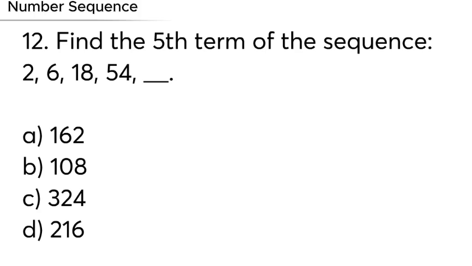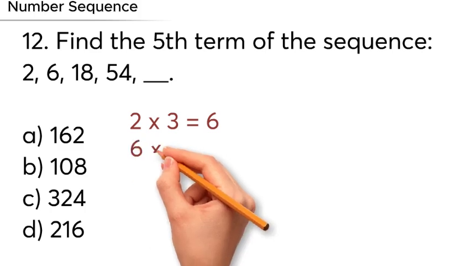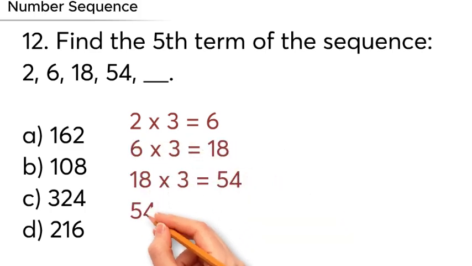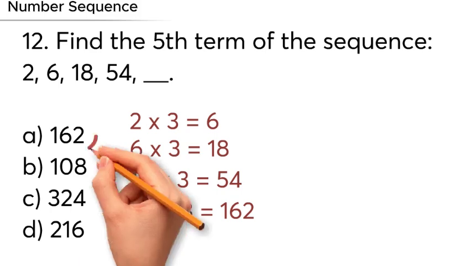We are tasked with finding the fifth term of the sequence. To find the pattern, observe the relationship between consecutive terms. The terms are being multiplied by 3 each time. Therefore, the fifth term, which is next to 54, is 54 times 3 is equal to 162.